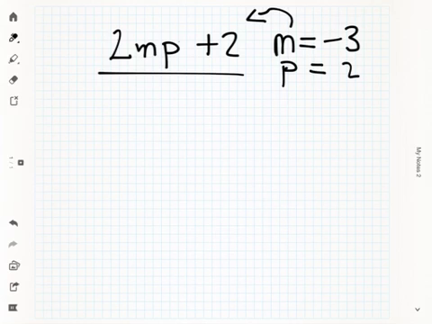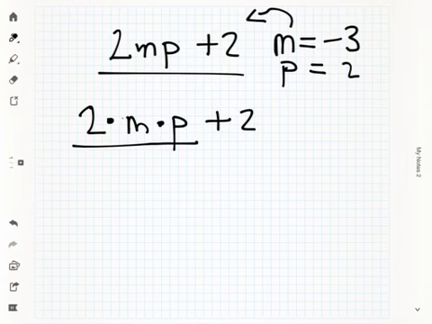So I'm going to rewrite this out. 2mp really means 2 times m times p. And then plus 2. So that means I have to do multiplication first. It means I have to do this first before I add the 2 in at the end. Substitute in, put brackets for the m and the p.